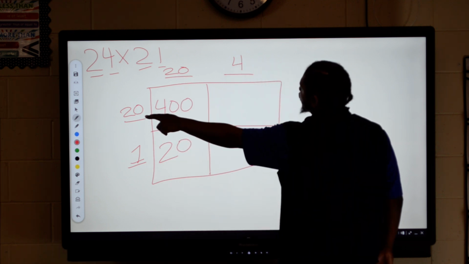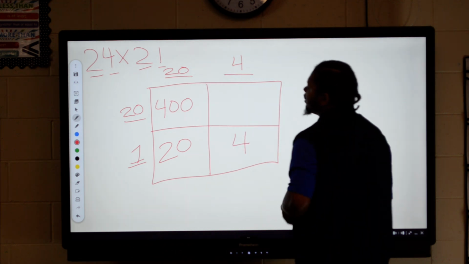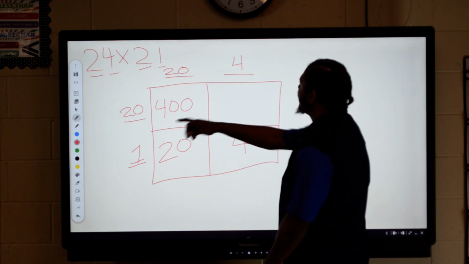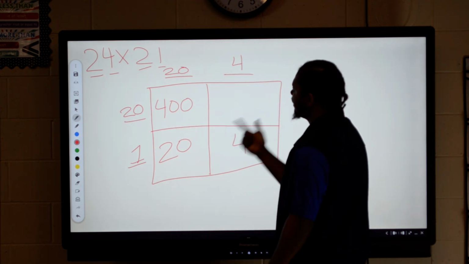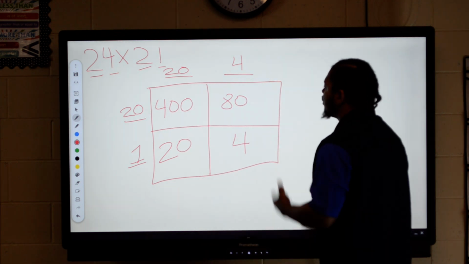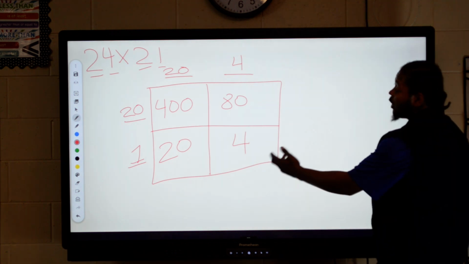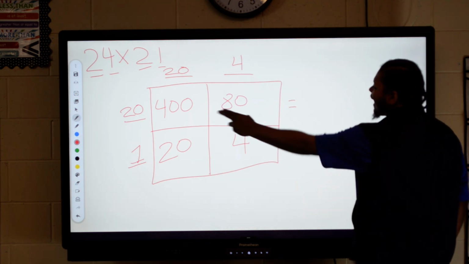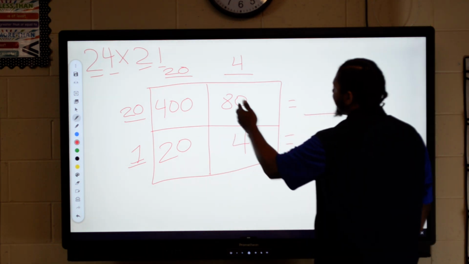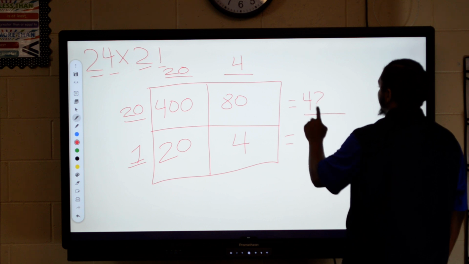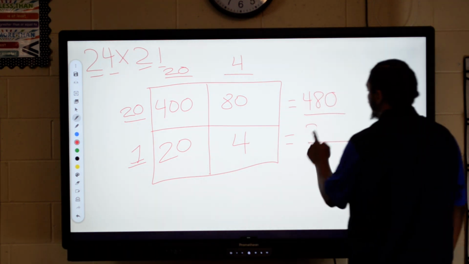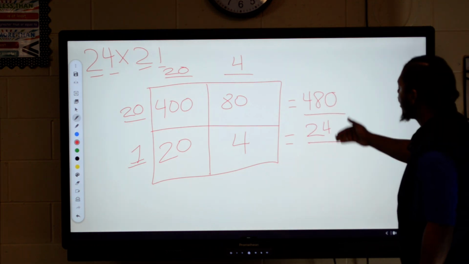Okay, now we can take our 20 here and multiply it by 4. The way that we do 2 digits by 1 digit is just by counting by 20. So we're going to count by 20 4 times. 20, 40, 60, 80. So we know 20 times 4 is 80. Okay, so now we have our area model filled in. We can add our 2 squares to find a partial product. Okay, so 400 plus 80 gives us 480. And then we have 20 plus 4, which gives us 24. So these are our partial products.